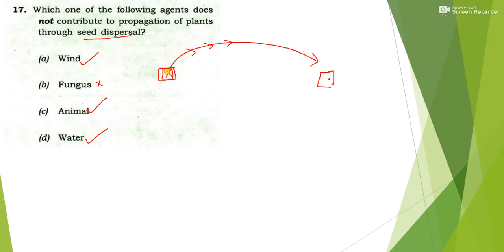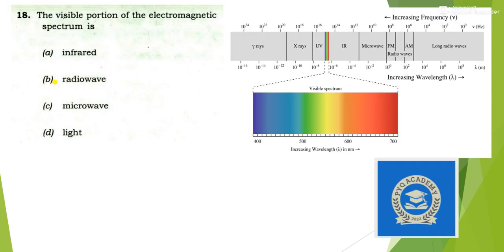Okay, because fungi have a saprophytic mode of nutrition, they will end up eating this and no seed dispersal will take place. So the answer is option B. Let's move to the next question.